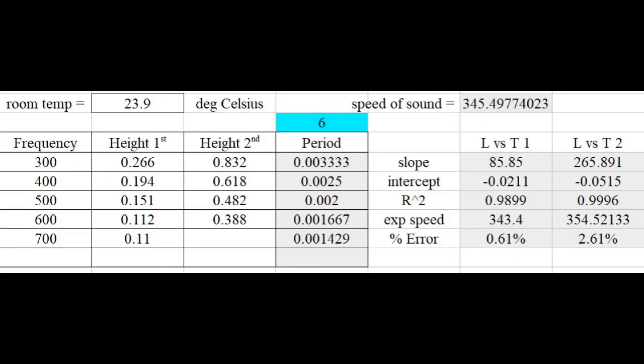So I input the data into the spreadsheet. I have the temperature, which, if you look at the other video with the hollow tube, you'll see how I came up with that speed of sound. I input the data that we had and came up with a slope. We can actually look at a plot of it.